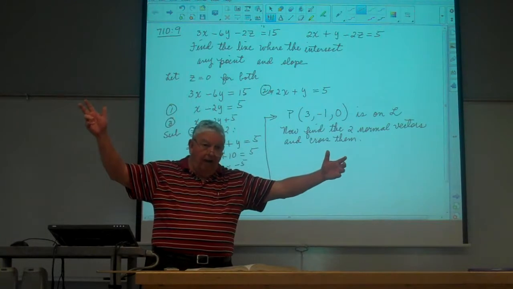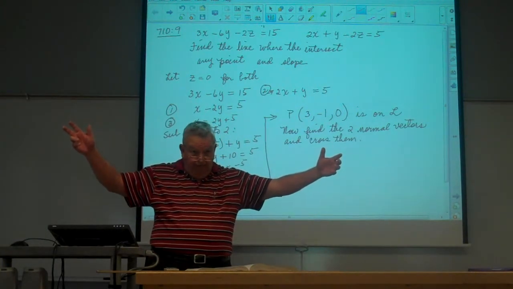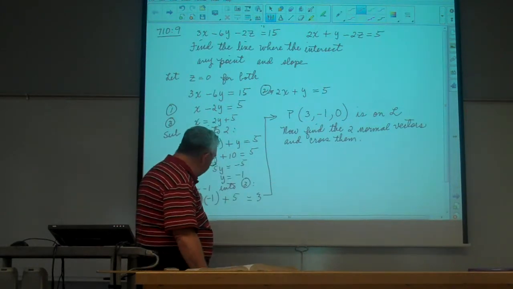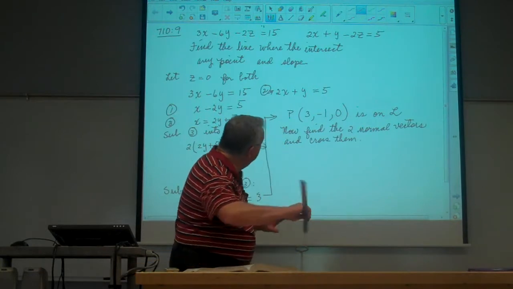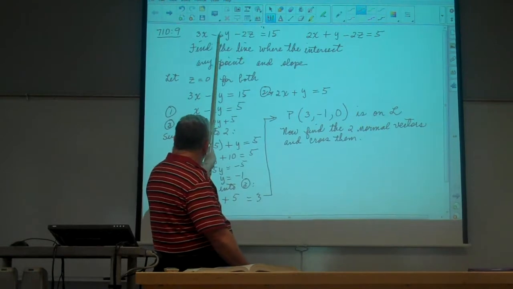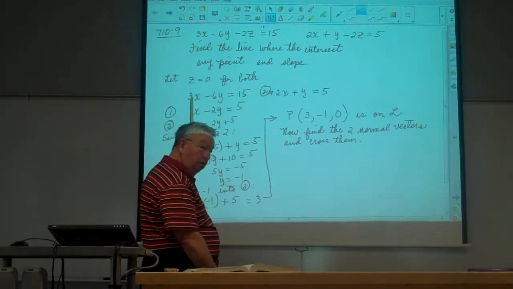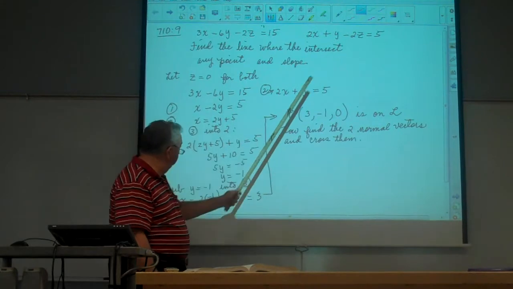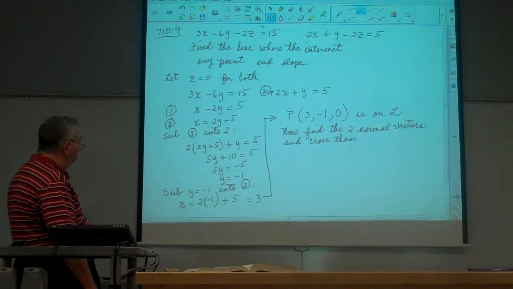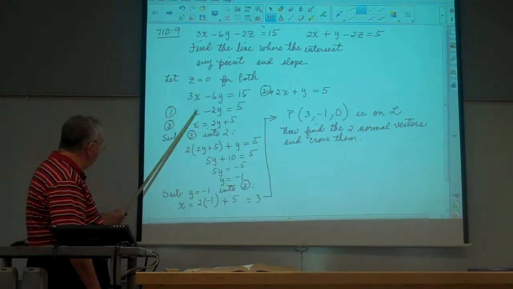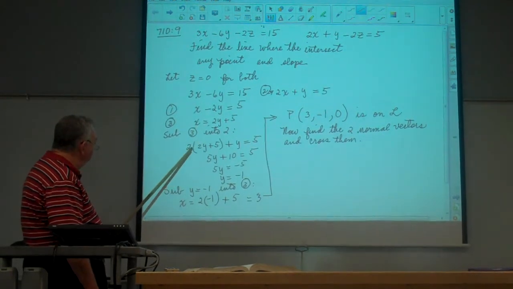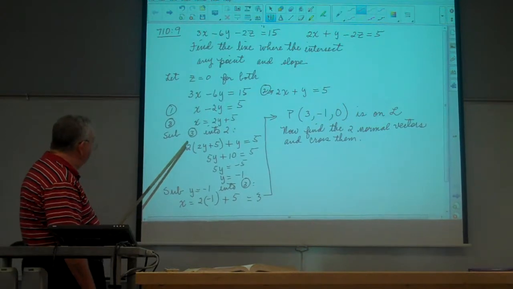I said, fine, I'll pick a value for one of them, and I picked the easy one. So I'll let z be equal to 0, and when I let z be equal to 0, this equation became this, didn't it? And when I let z be equal to 0, the second equation became this. Whoops. That's the first equation. Let's see, I solved for x, and then here is the second equation.